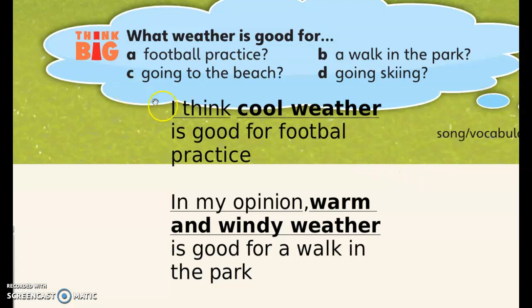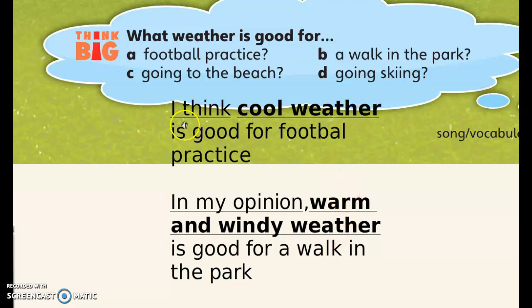First of all, I want you to take a look at these 2 phrases. I think and in my opinion. These are expressions that we use to say what we believe. So it's good to start with these 2 expressions to say what you believe. Then you use the type of weather. So here I have cool weather, here warm and windy weather in these examples.